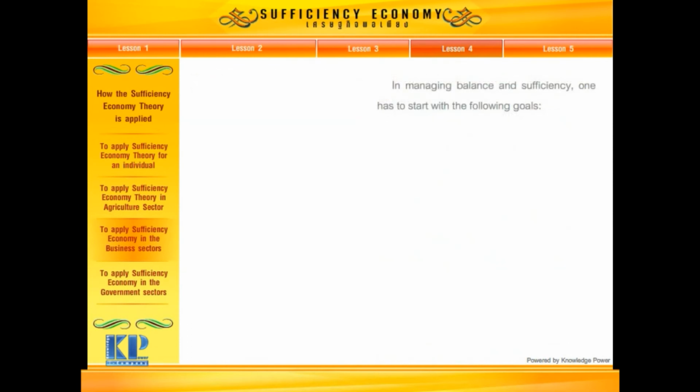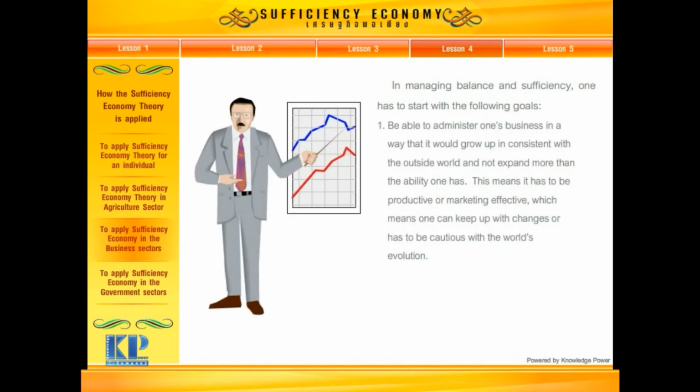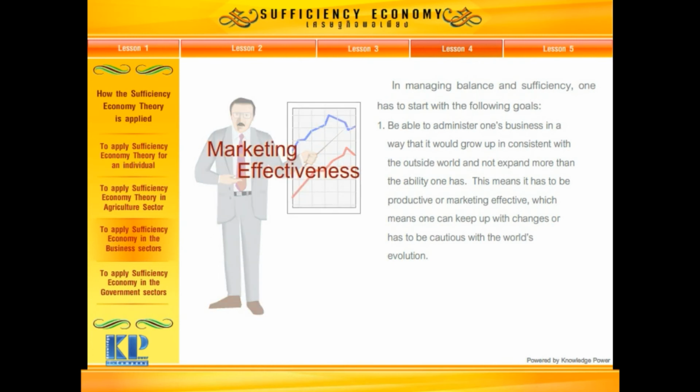In managing balance and sufficiency, one has to start with the following goals. 1. Be able to administer one's business in a way that it would grow consistently with the outside world and not expand more than the ability one has. This means it has to be productive or marketing effective, which means one can keep up with changes or has to be cautious with the world's evolution.